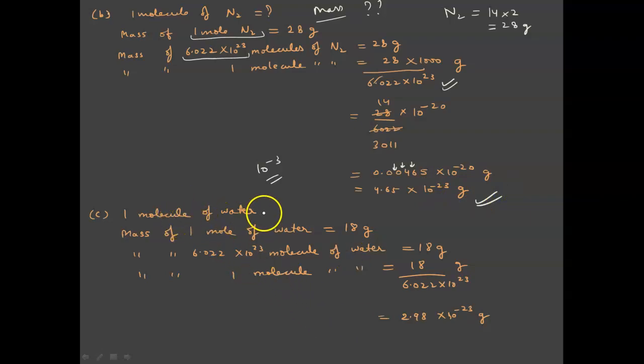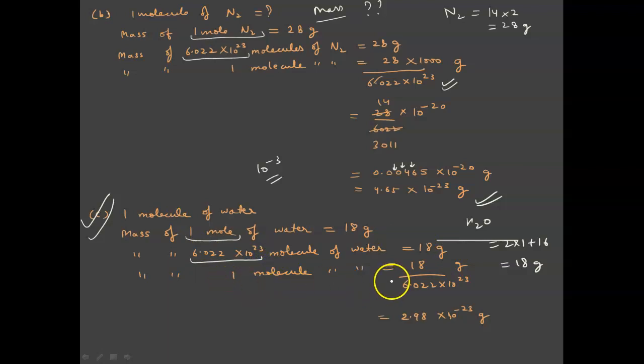Now comes the mass of 1 molecule of water. This is a very important question. What we know is the mass of 1 mole, because we know the atomic masses and the molecular masses. Water, H2O, is 2 into 1 plus 16, that comes out to be 18 grams. So the molecular mass is 18 gram. 1 mole is 6.022 into 10 to the power 23 molecules, which is 18 gram. For 1 molecule, it goes in the denominator: 18 upon 6.022 into 10 to the power 23. The final answer is 2.98 into 10 to the power minus 23.